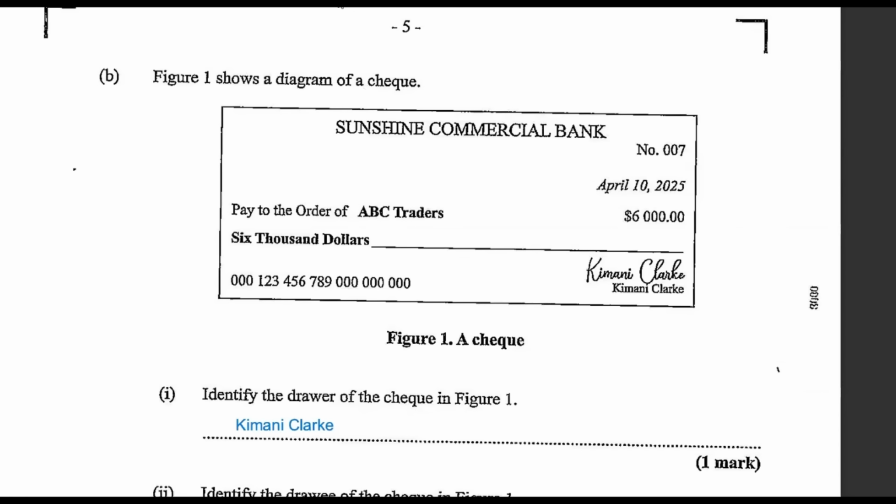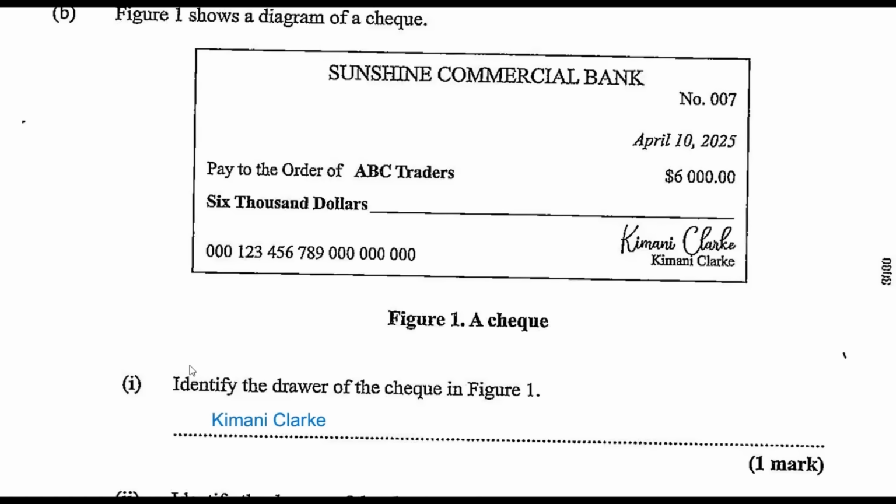Now, part B showed us a diagram of a check, and we simply had to answer some questions based on that diagram. Now, 1. Identify the drawer of the check in figure 1. Well, that drawer there, as you guys see, would be Kamani Clark. Now, this check was being written by Kamani Clark, so Kamani Clark definitely is, in fact, the drawer.